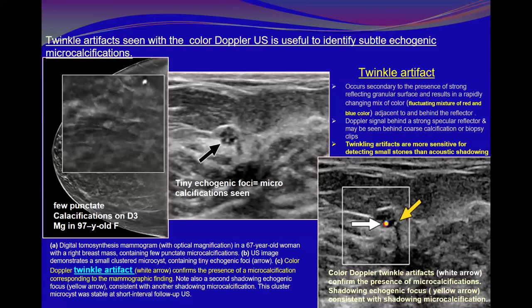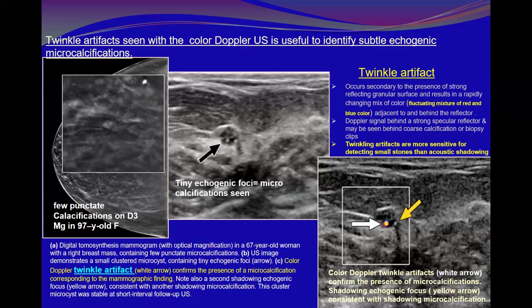The microcalcifications can give what is called twinkle artifacts. This is a punctate group of microcalcifications on tomosynthesis, viewed with, what do we call it, electronic glasses, okay, to visualize the group. And here we can see the lesion, a small lesion like a micro cluster, microcyst or something, with microcalcifications. These are hyperechoic foci. And as we mentioned earlier, microcalcifications generally do not give shadow.